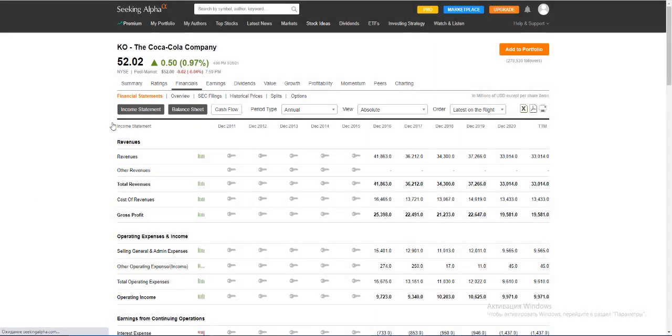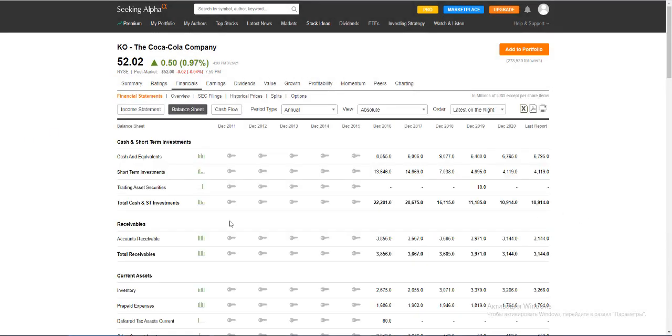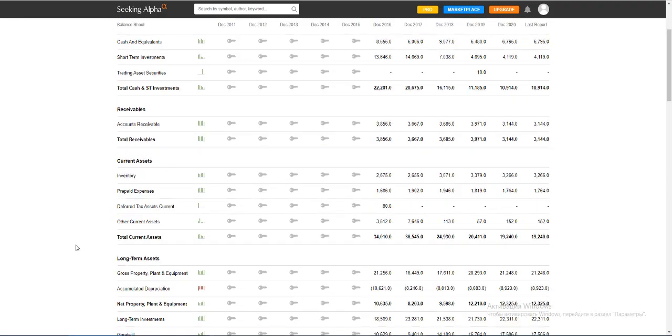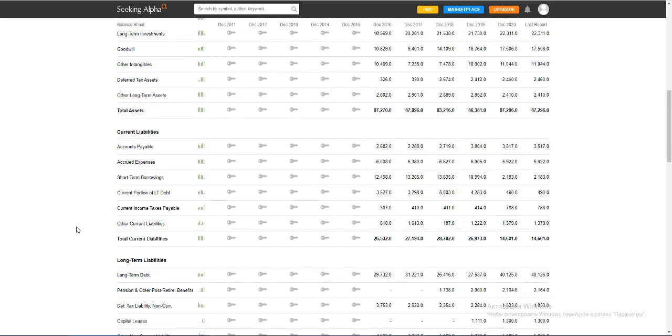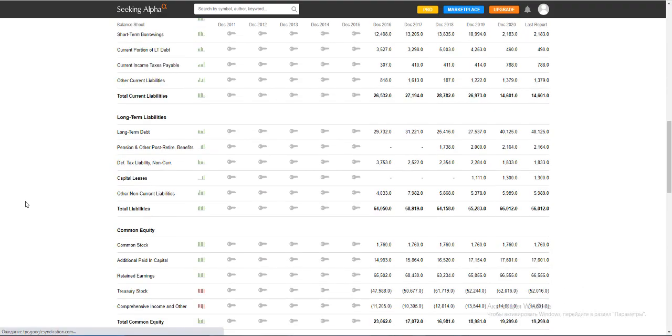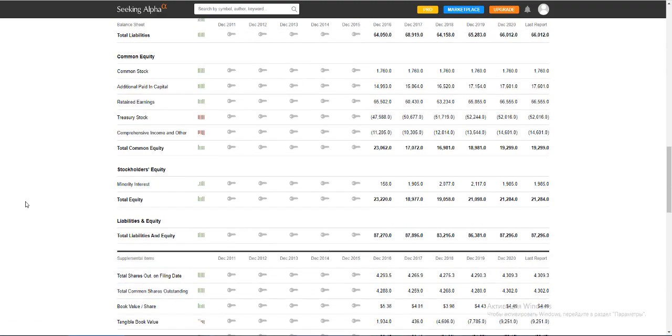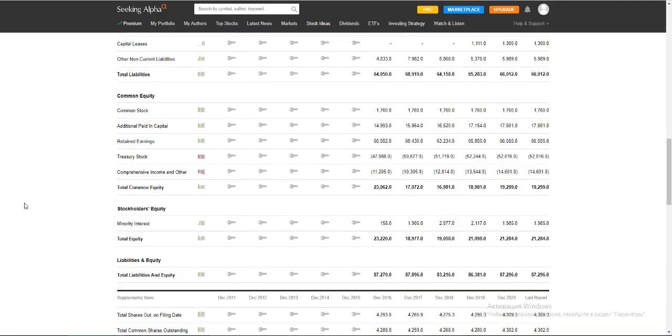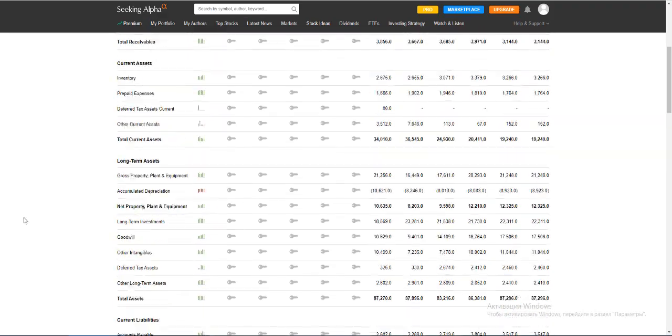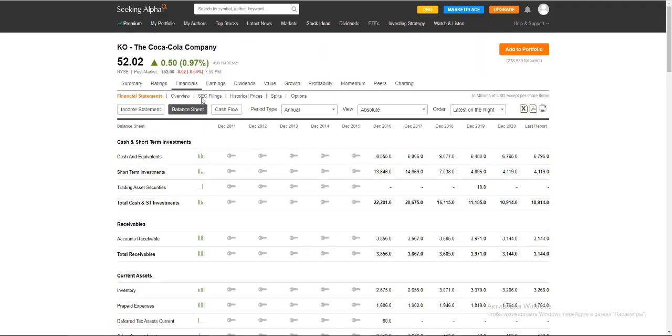What else? Balance sheet. In the balance sheet we can see cash and short-term investments, receivables, assets, long-term assets, of course liabilities. This is the part you should closely look at: long-term liabilities, equity and so on. As well, you can see it's quite a large table, which is really good.